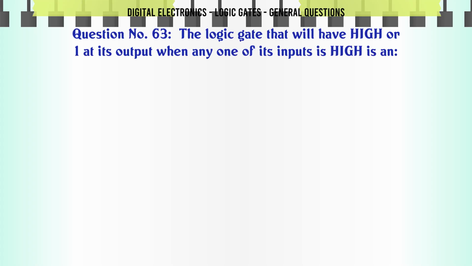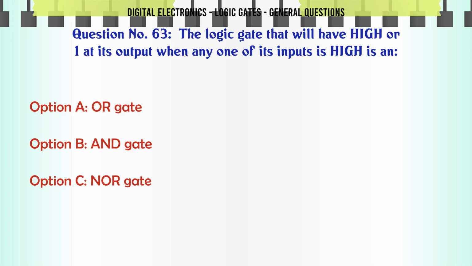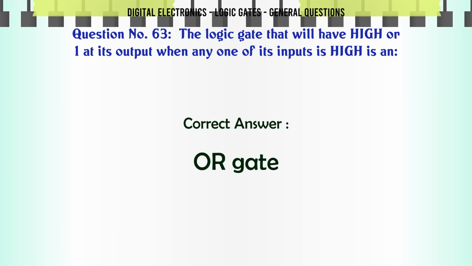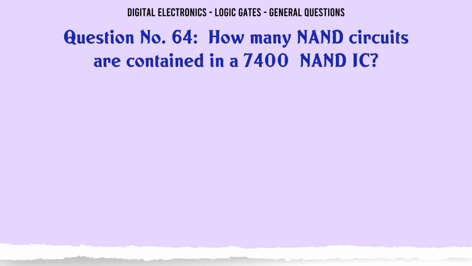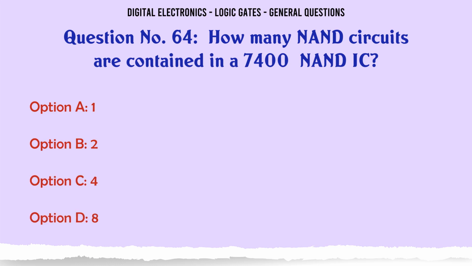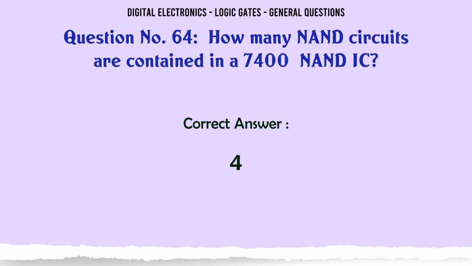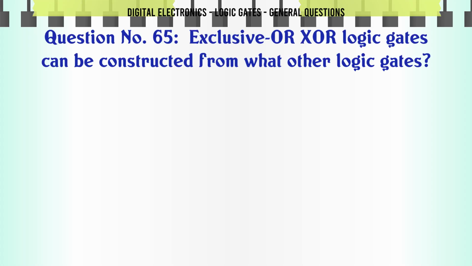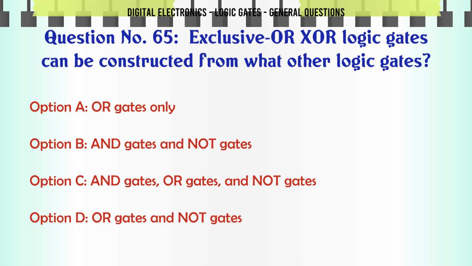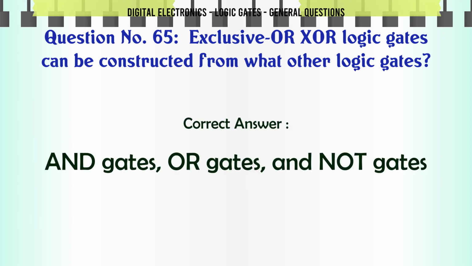The logic gate that will have high or 1 at its output when any one of its inputs is high is an A. OR gate, B. AND gate, C. NOR gate, D. NOT gate. The correct answer is OR gate. How many NAND circuits are contained in a 7400 NAND IC? A. 1, B. 2, C. 4, D. 8. The correct answer is 4. Exclusive OR (XOR) logic gates can be constructed from what other logic gates? A. OR gates only, B. AND gates and NOT gates, C. AND gates, OR gates and NOT gates, D. OR gates and NOT gates. The correct answer is AND gates, OR gates and NOT gates.